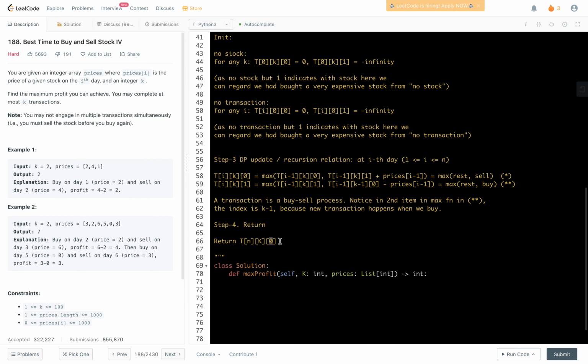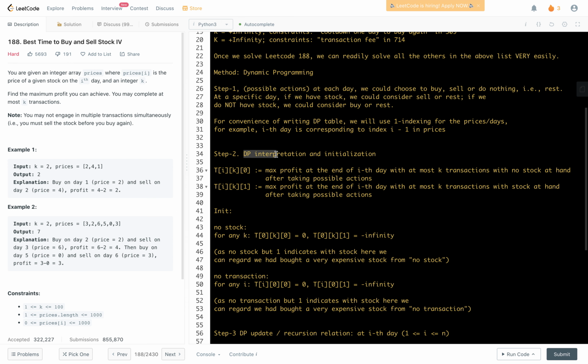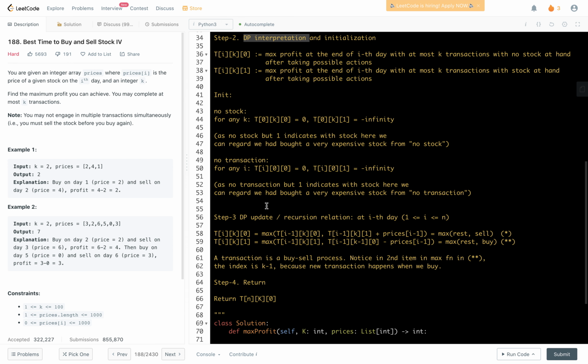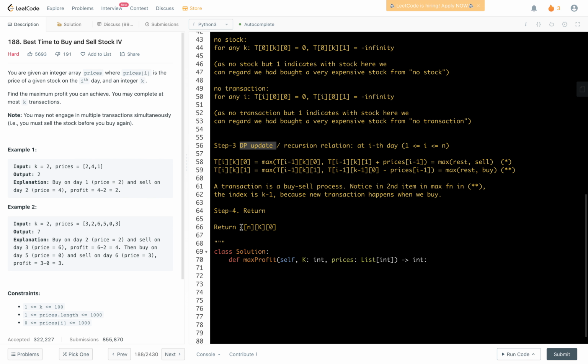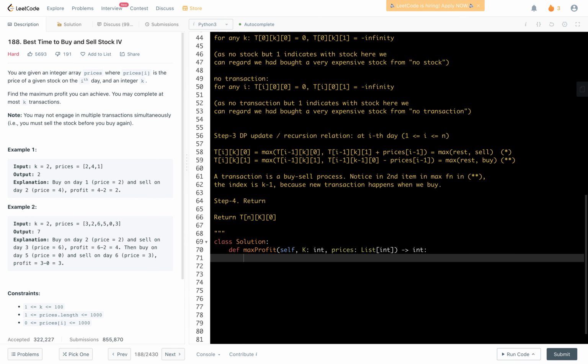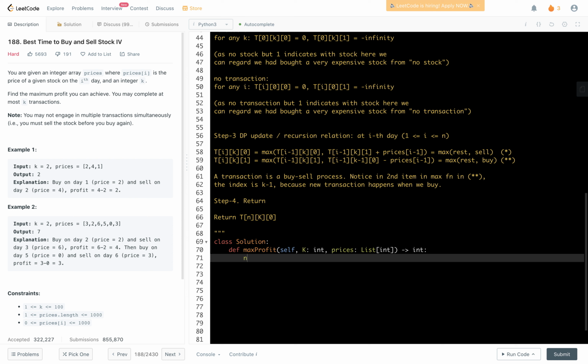So that's the 4 steps. Let's first review these 4 steps again, then we can write the code. The reason we do the review is that we want to use this procedure to solve all the other problems in the list. So first, we look at the possible actions, and then we look at the DP interpretation and initialization. Thirdly, we do the DP update, and finally, we do the return.